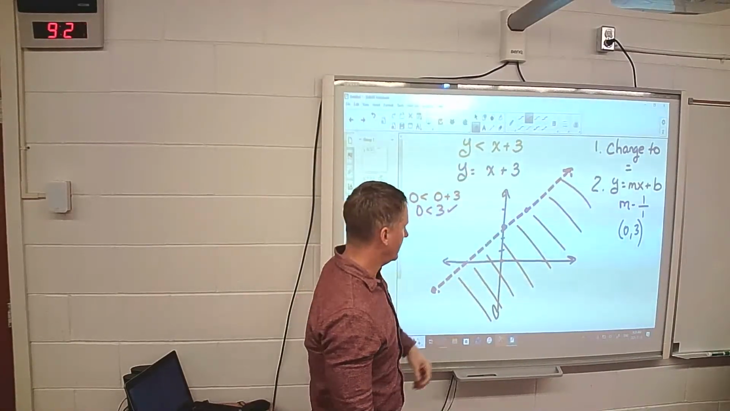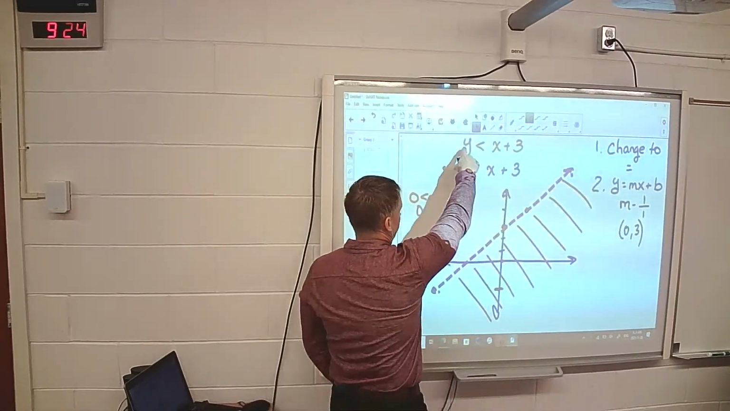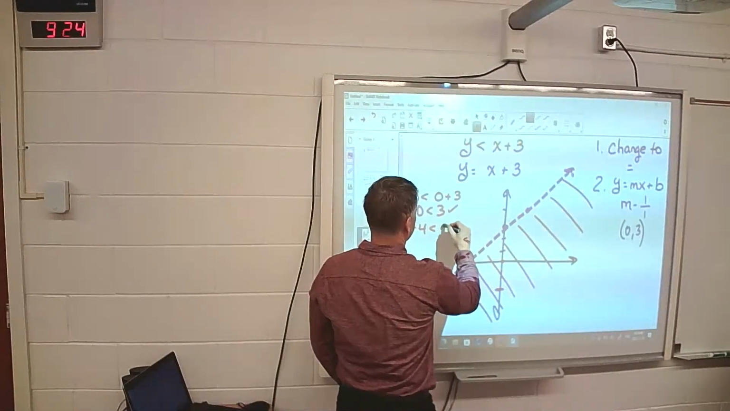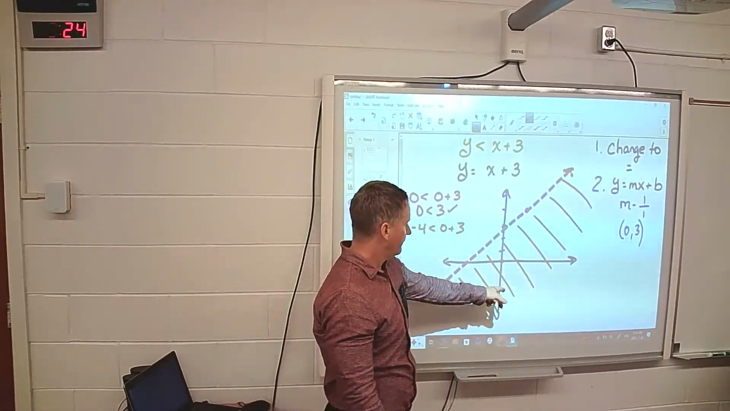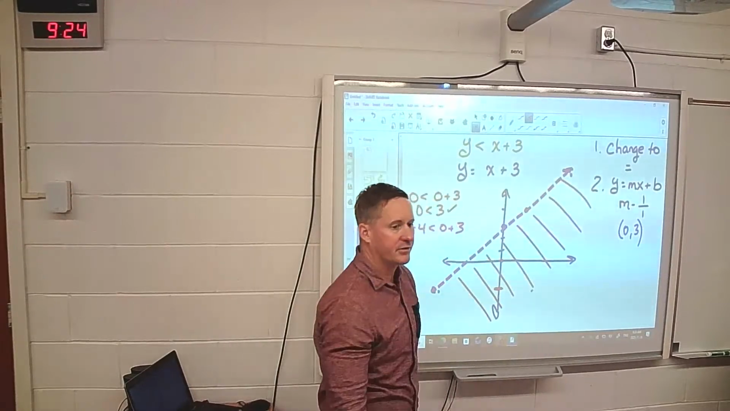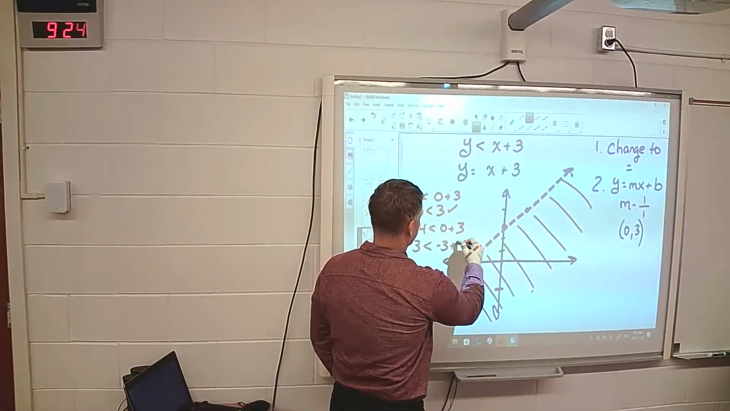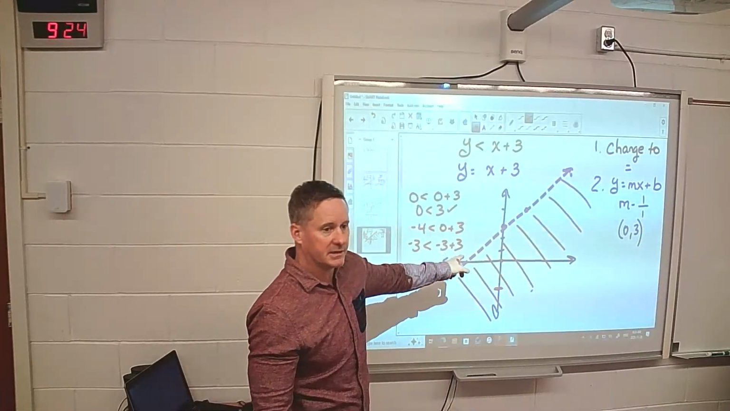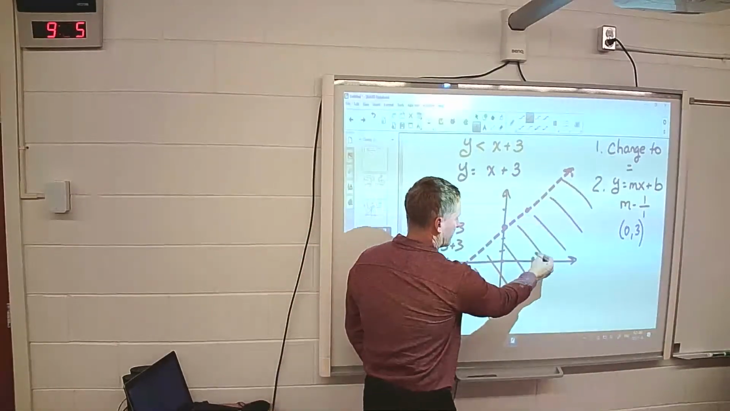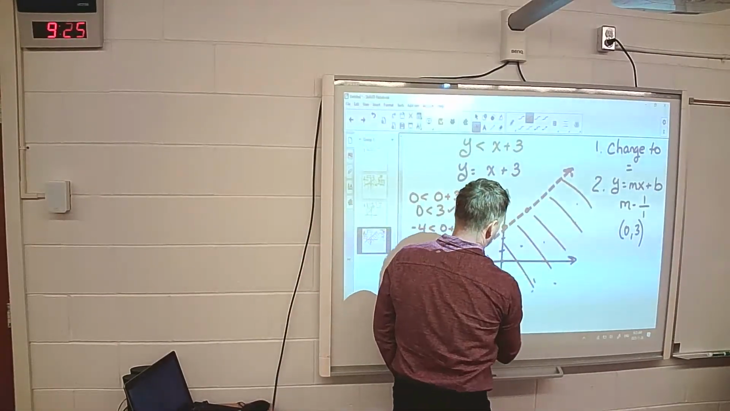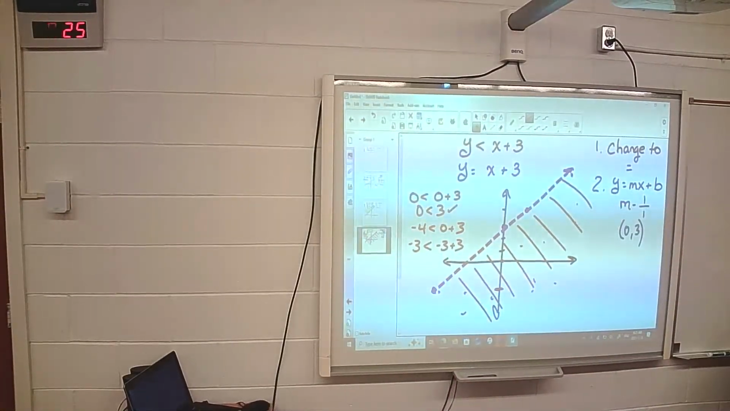Follow? Okay. So I could take this coordinate right here, 0 and -4, and put it in there. -4 is less than 0 plus 3. Is -4 less than 3? Yeah. If I take this coordinate right here, -3, -3, and put it in there, -3 less than -3 plus 3. -3 plus 3 is 0, yeah? Is -3 less than 0? Yeah. So I can pick any coordinate anywhere in there, and when I put it into the inequality, it's going to be true.